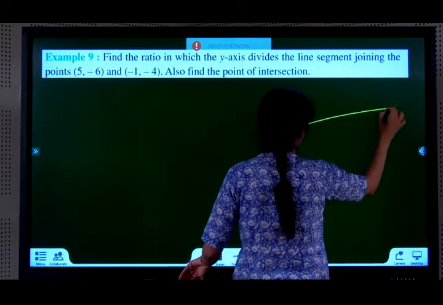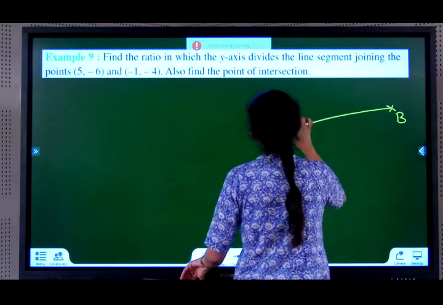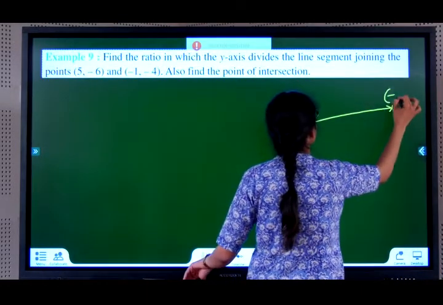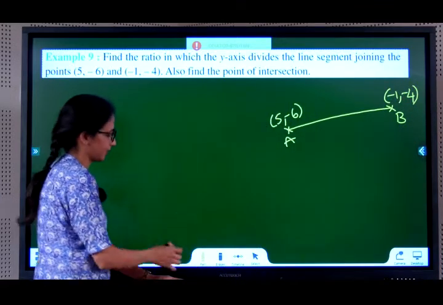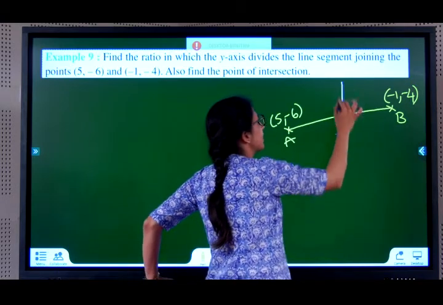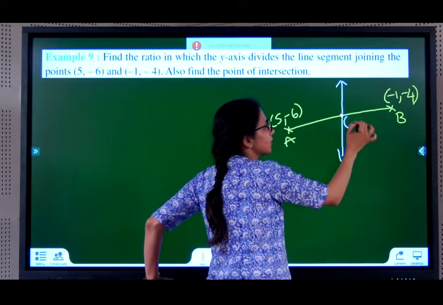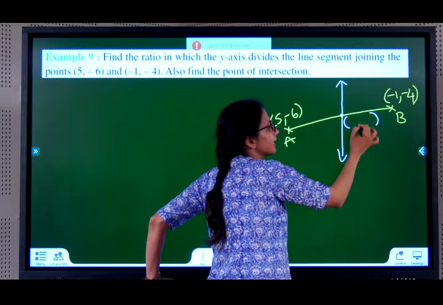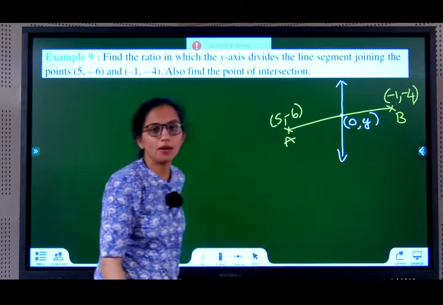So we have 2 points A and B. A is 5 comma minus 6, B is minus 1 comma minus 4. Please listen carefully, the same question can come in the form of x-axis. So we have the y-axis dividing this line. Every point on the y-axis, so this is a point on the y-axis. On the y-axis, who is 0? X is 0. So this point is 0 comma y.